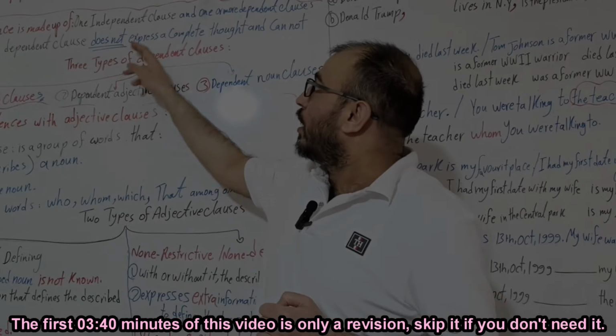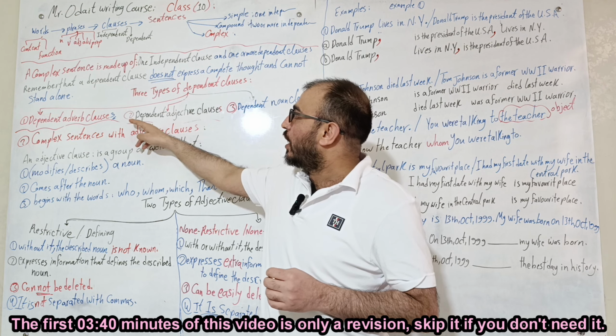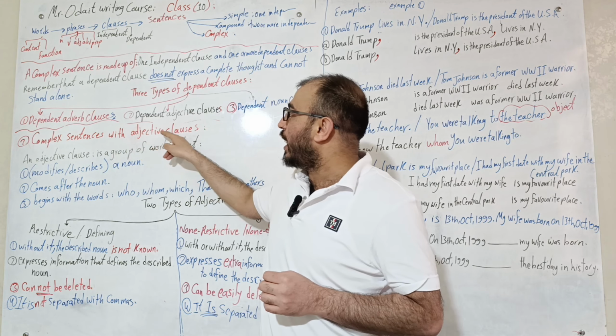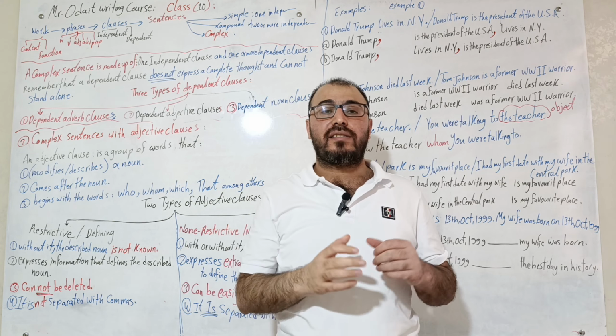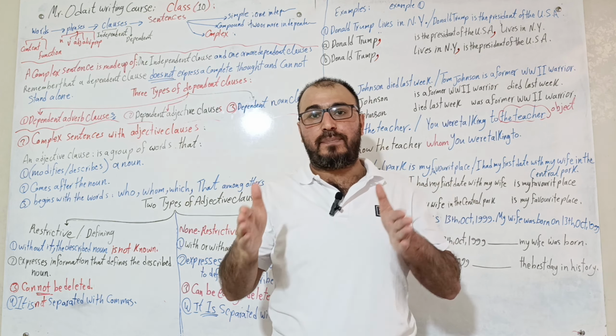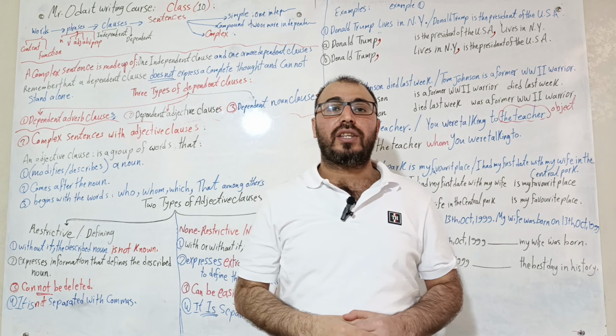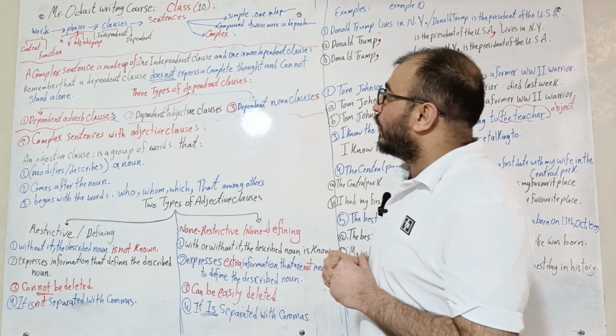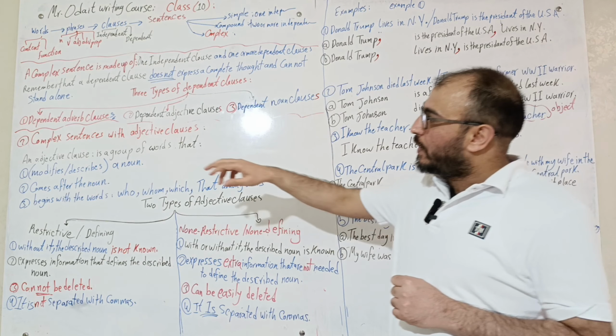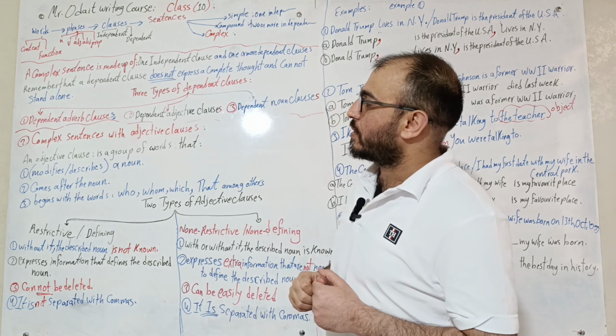Today, my friends, in this class, we are going to carry on talking about types of complex sentences, and we are going to go through the second type, which is complex sentences with adjective clauses. So, my friends, today is going to be considered as part 2 of the 9th class. Now, my friends, let's start talking about complex sentences with adjective clauses.